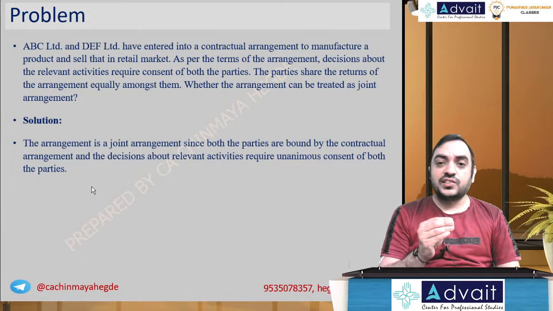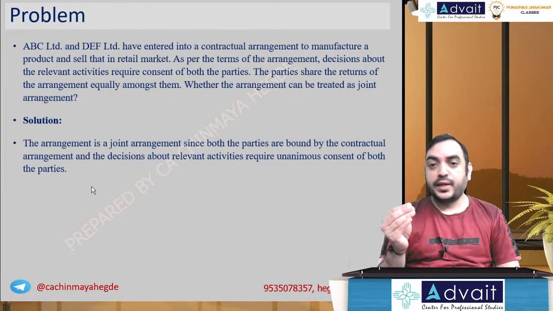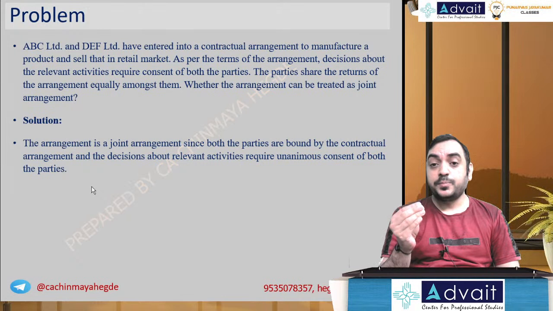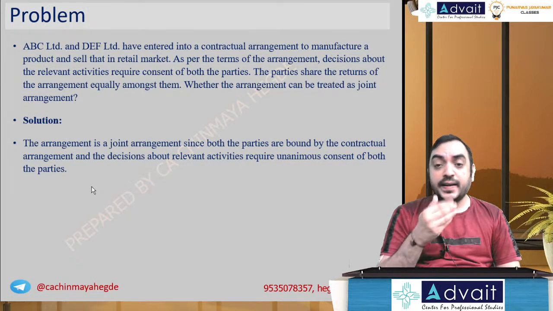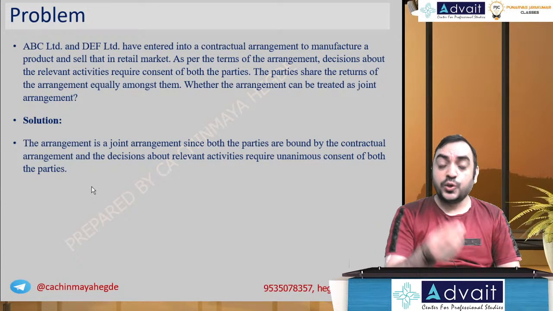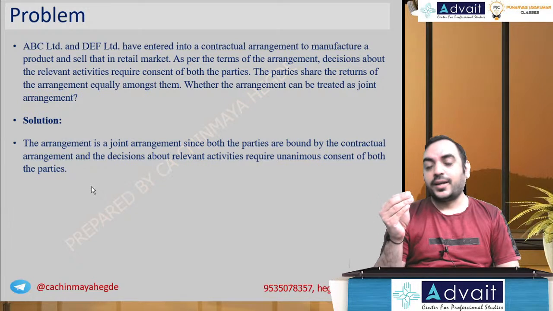So we have discussed problems on Ind AS 1, presentation of financial statements, Ind AS 34, interim financial reporting, Ind AS 7, cash flow statement. Then we moved on to Ind AS 27, that is consolidation and separate financial statements, Ind AS 110, and now we are going to do Ind AS 111.